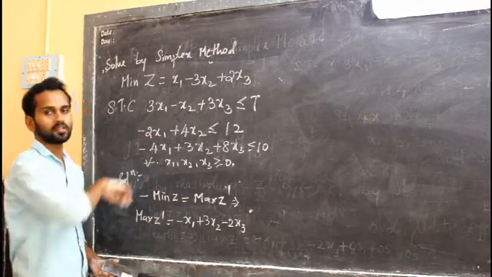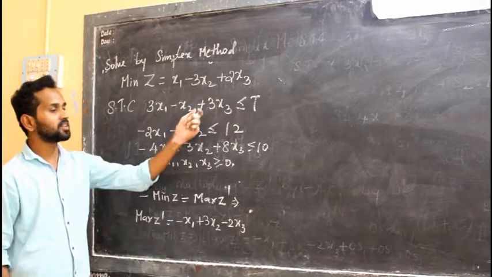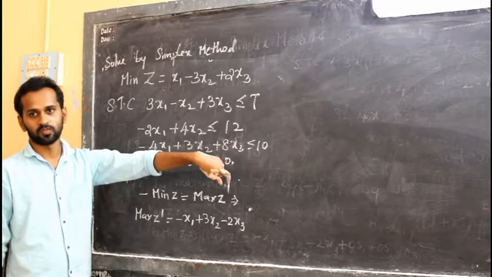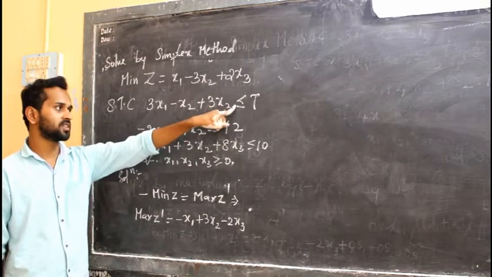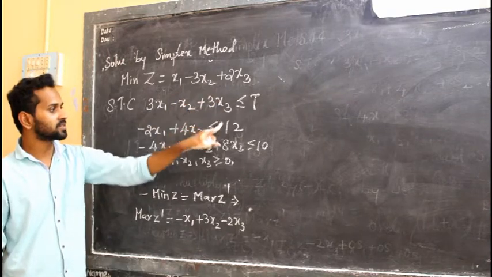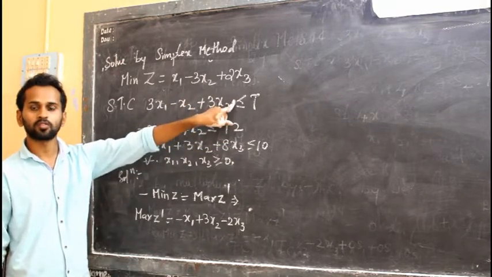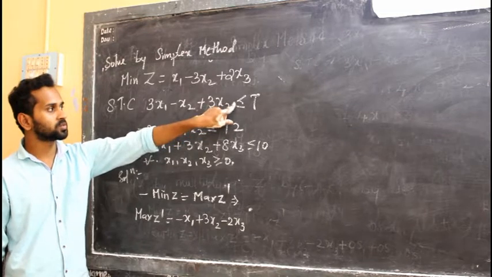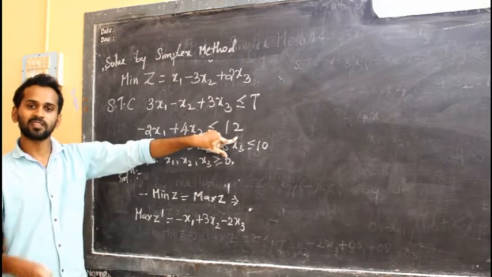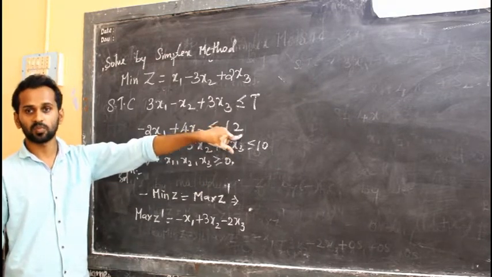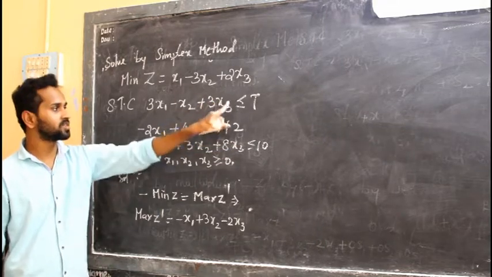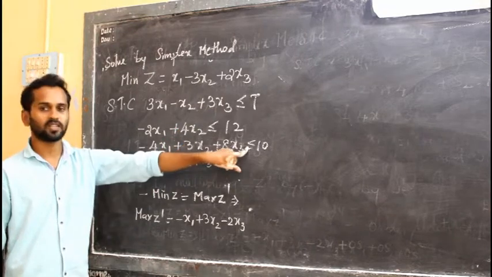Now I change the constraints. You know how to change the constraints? Since they are all inequalities, I need to make them equations by adding slack or surplus variables. To do that, I should check whether I have less than or equal to, or greater than or equal to. Here all 3 constraints are less than or equal to. Therefore I need to add slack variables to the left hand side of the constraints. If greater than or equal to is there, I need to subtract the variable, which becomes a surplus variable, minus s1, minus s2. But here I have less than or equal to, so I need to add slack variables, that means plus s1, plus s2, plus s3.